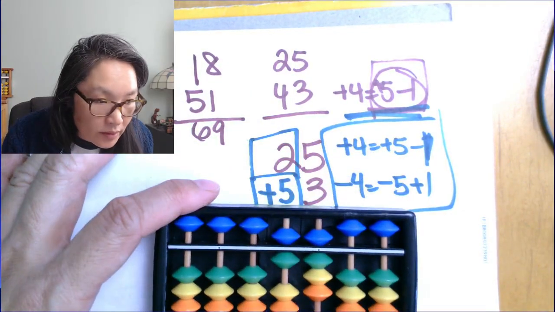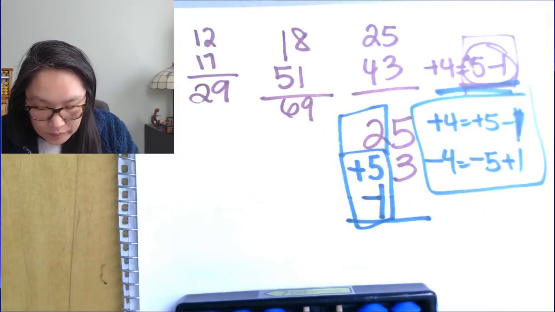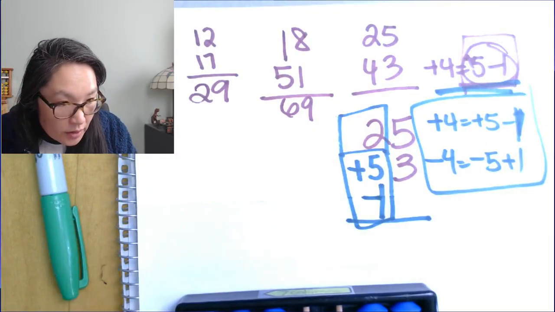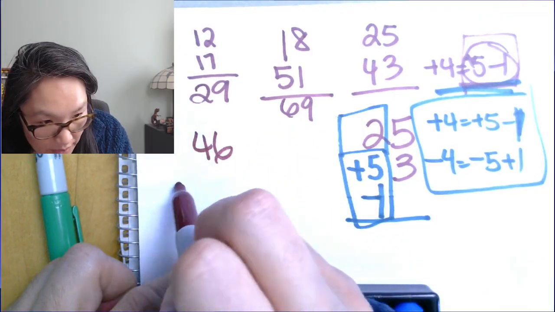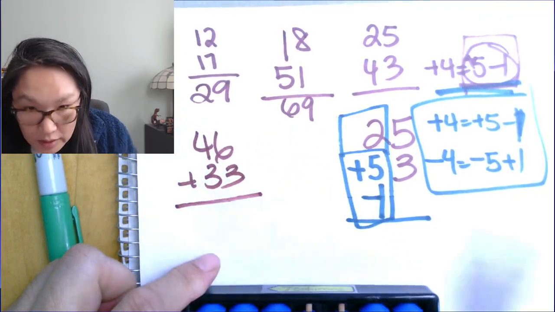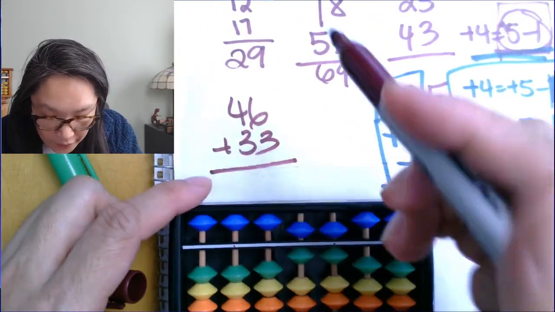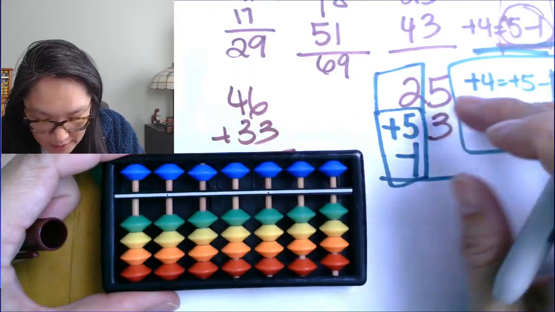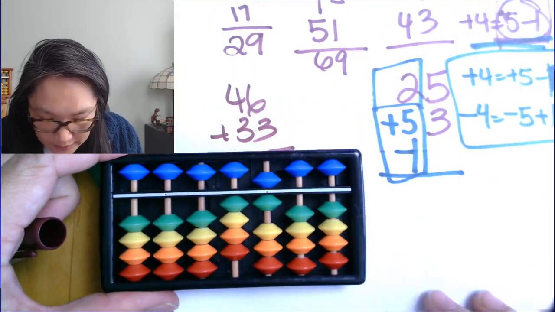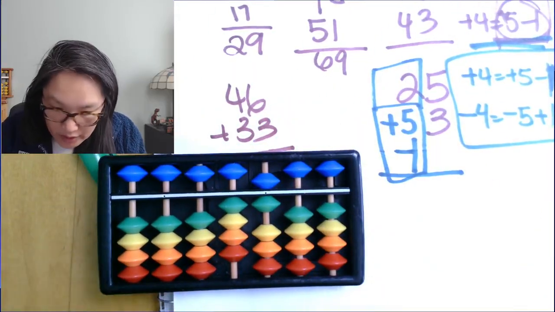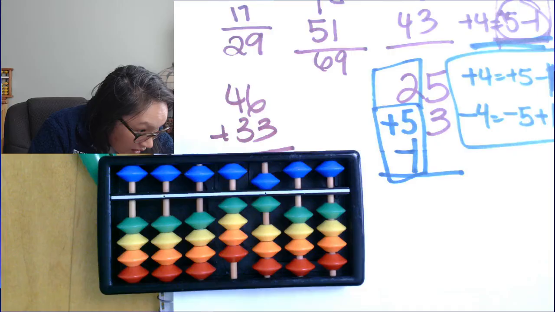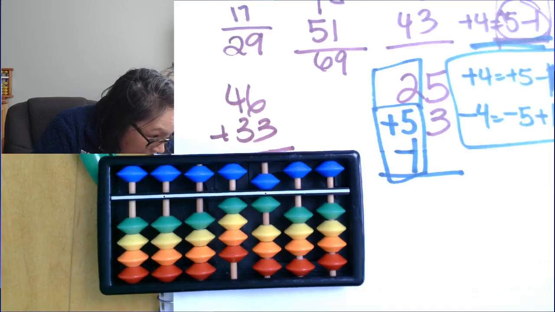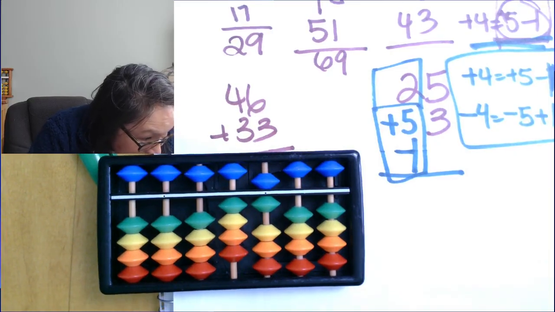Okay, so let's do another one. Let's do 46 plus 33. So now we have 46. I'm going to add 46. When we do it, let's see if I can find my little cards.